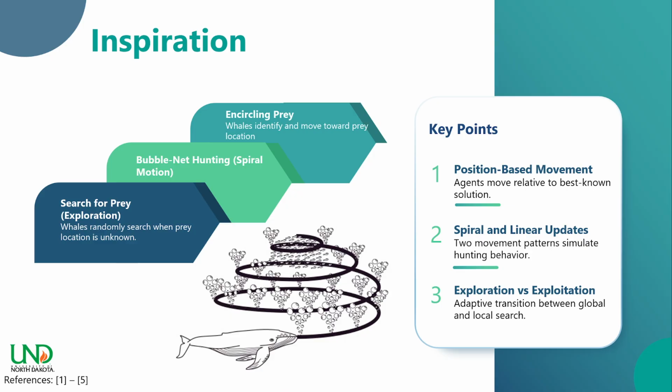So the algorithm abstracts these behaviors into movement rules. Instead of whales, we have candidate solutions, and instead of prey, we have the best current solution. Those behaviors translate directly into three mechanisms: moving towards the best solution, updating positions using linear or spiral motion, and switching between exploration and exploitation depending on the search state. The next step from this inspiration is to formalize this into some equations.